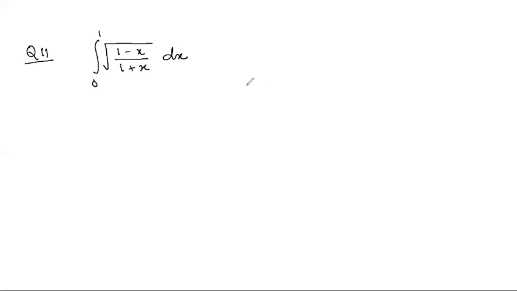There are two methods for this problem. One method is rationalization. Can anybody tell me another method? Put x as cos theta. What is the benefit of putting x as cos theta? The square terms, we can remove the square root and then do it. That is one method, but I'm not using that method. I'll use the rationalization method. So you can start with me.